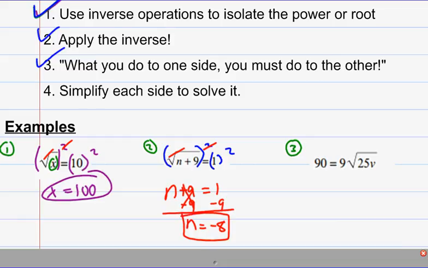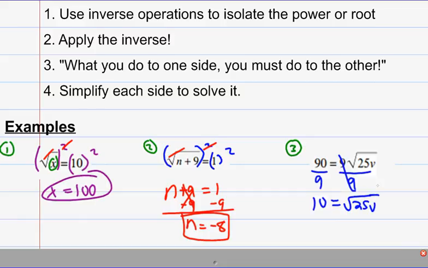And number 3. So apply the inverses to isolate the power or root. So right now the power or root, this root is not by itself. So we're going to do the inverse operation. If 9 is multiplied by it, we're going to divide by 9. And we're going to do that to the other side as well. So 90 divided by 9 is 10. So if 10 is equal to the square root of 25v.